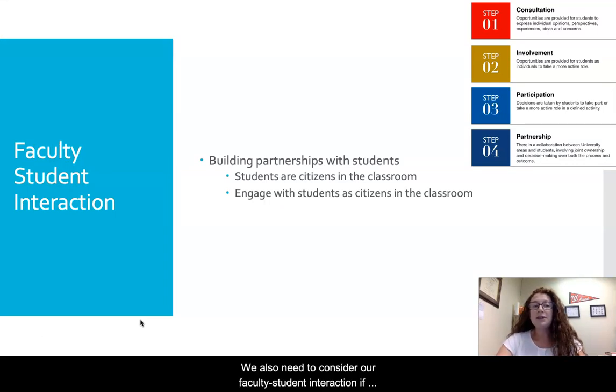We also need to consider our faculty-student interaction. If your students literally are coming into class and leaving and you don't know anything about them, we really need to take a look at the relationships that we're building with our students and how to build those. Your students are citizens in the classroom, and you want to engage with your students as citizens in the classroom. I always think about that golden rule: treat others how you want to be treated. And I truly believe that if you show a middle schooler or high schooler some respect, you would hope that in return they would respect you.